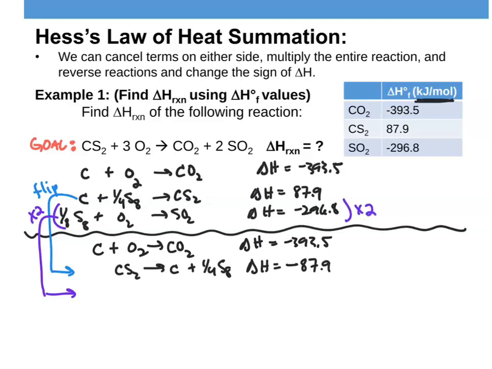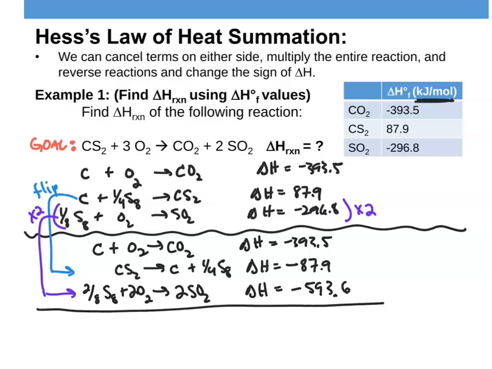So instead of 1/8 of an S8, now I have 2/8 of an S8. Instead of 1 O2, now I have 2 O2s, and now I have 2 SO2s. But since I doubled everything, it makes sense that I should double the amount of energy that gets released by this. So this is now 593.6, if we double that up. And so now I've arranged everything so that all the parts are in the right places. My last job here is to simply do all of this canceling out.